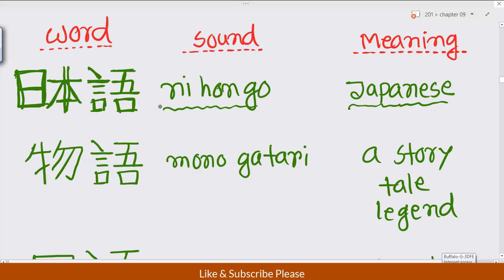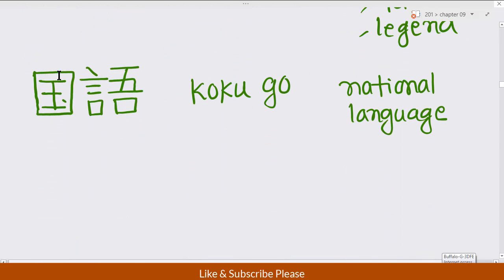So here, nihongo means Japanese. Again, monogatari, a story or tale or legend. So how to write it? First, second, third, and the inclined fourth. So here, and here, and later this one, and the bigger one. So go. So here, monogatari, a story.